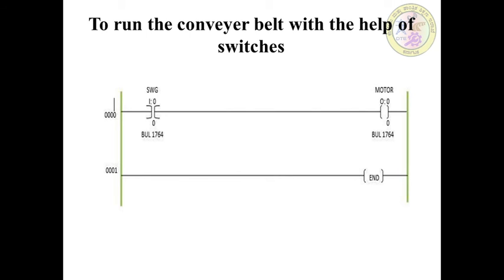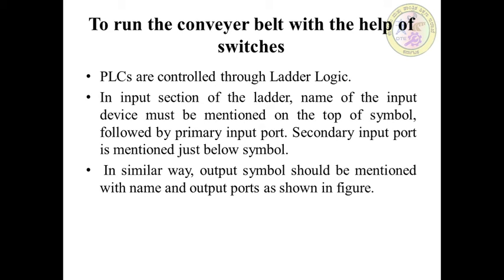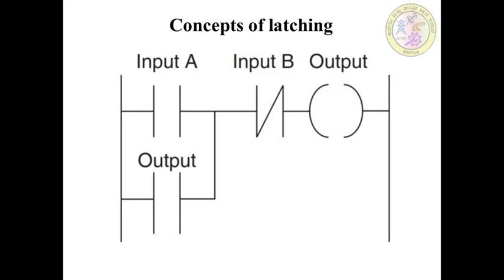These are all the programming symbols. It's the same thing which you can see. And these PLCs are controlled through ladder logic. In the input section of a ladder, the name of the input device must be mentioned on the top of the symbol, followed by the primary input port and secondary input port as mentioned just below. In a similar way, the output symbols are mentioned with the output ports as shown in the figure.